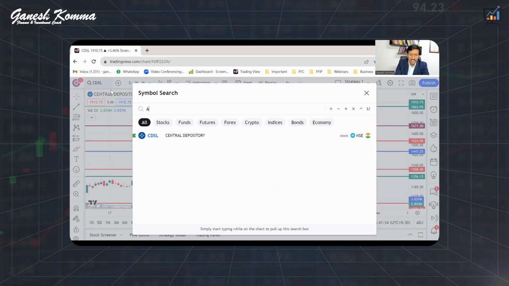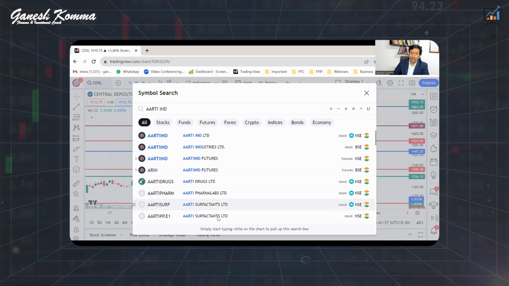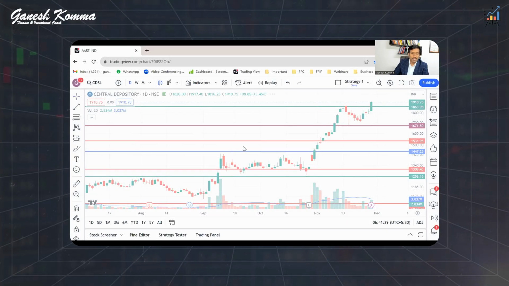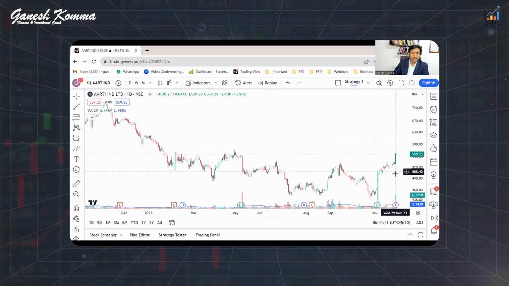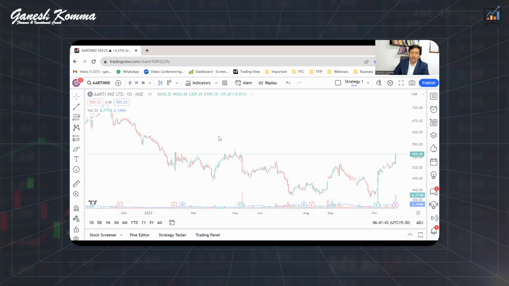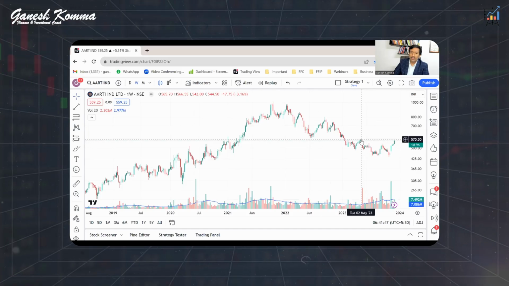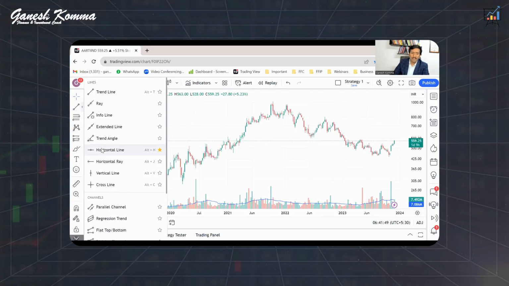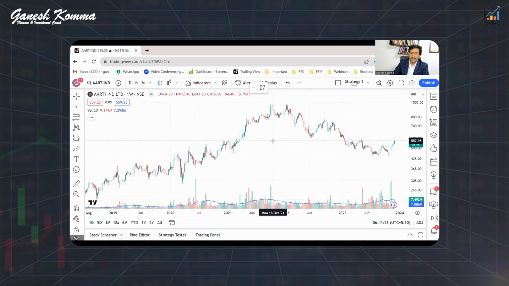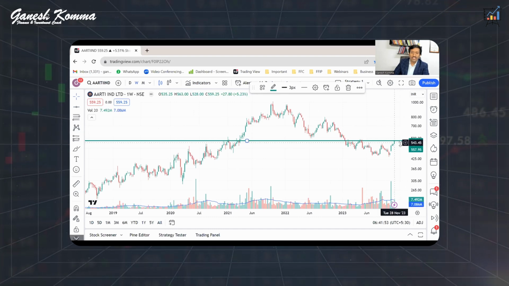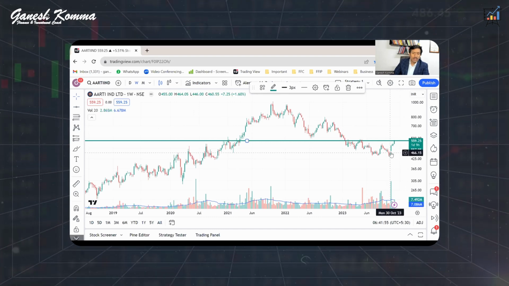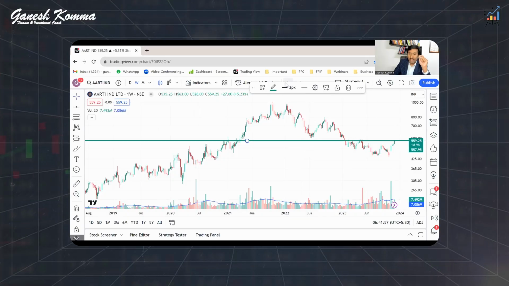Even if you see the latest Aarti Industries, slowly it is picking up strength, right? Even under weekly, if you see the kind of breakout at around 560 levels, it's coming out with a good trend. So always the trend should be in your direction, right?